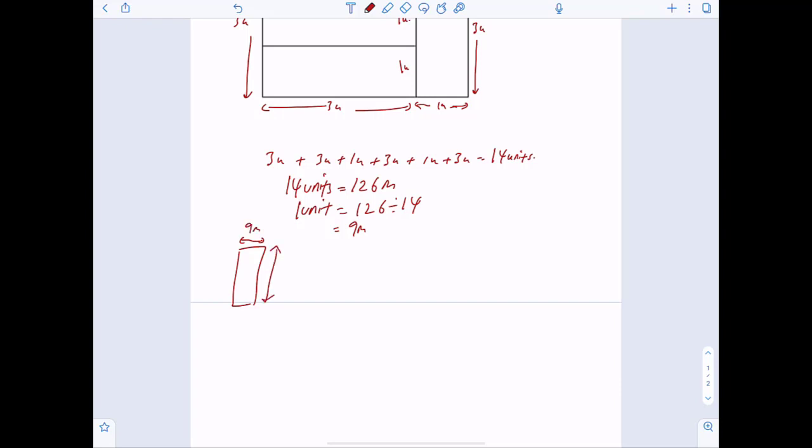On this side, we know it's 3 units. 3 times 9, that will be 27 meters, right? So we can find the area, which is 9 times 27, to give us a final answer of 243 square meters.